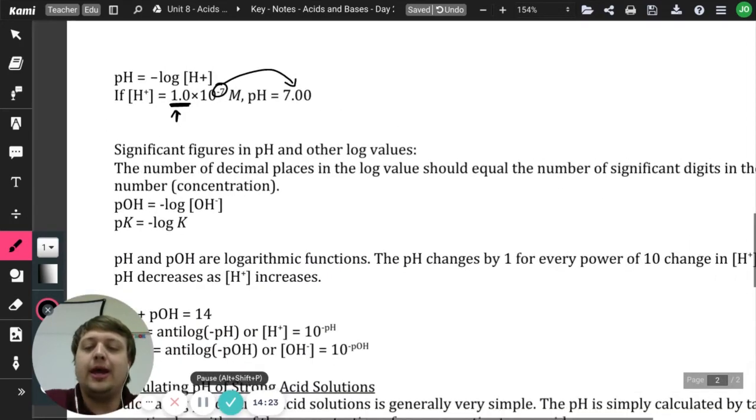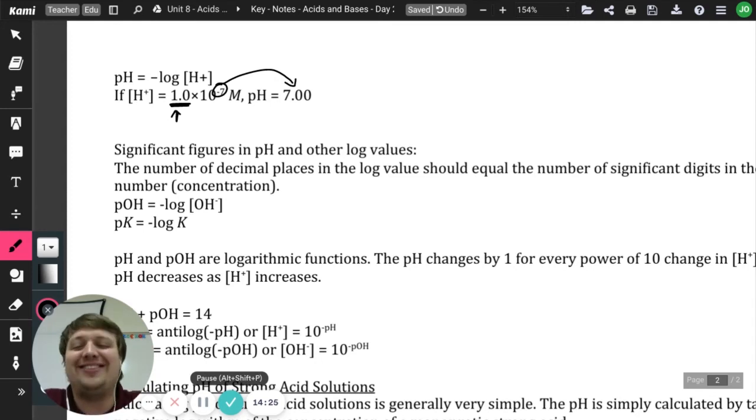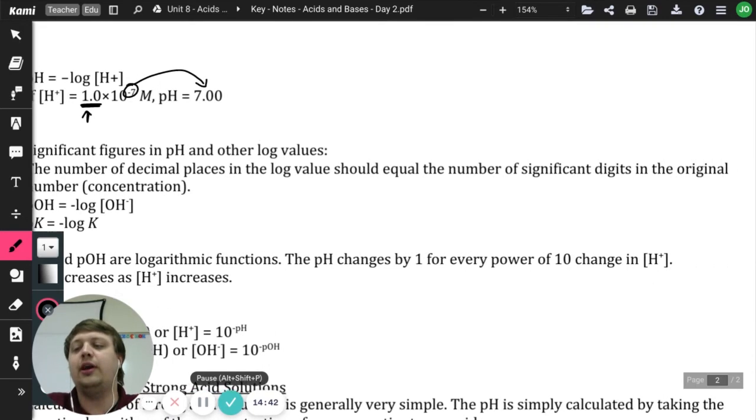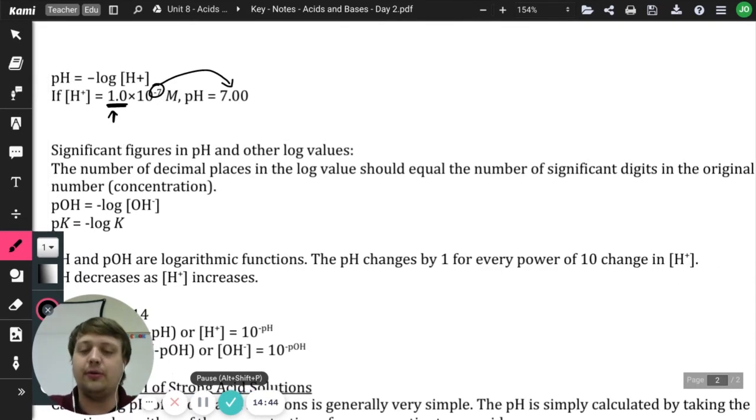Okay, next thing we have is sig figs in pH. Yes, pH, with our acids and bases, we do actually have a separate set of rules that we follow for this. Now, how do we do this? Basically, the number of decimal places in the log value should equal the number of significant digits in the original number, okay?